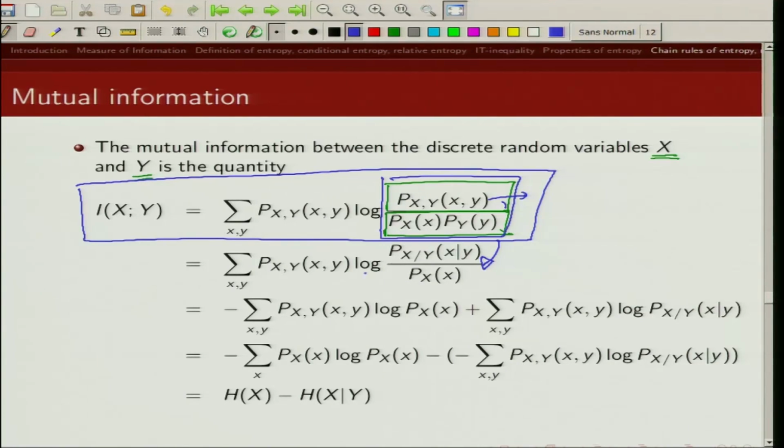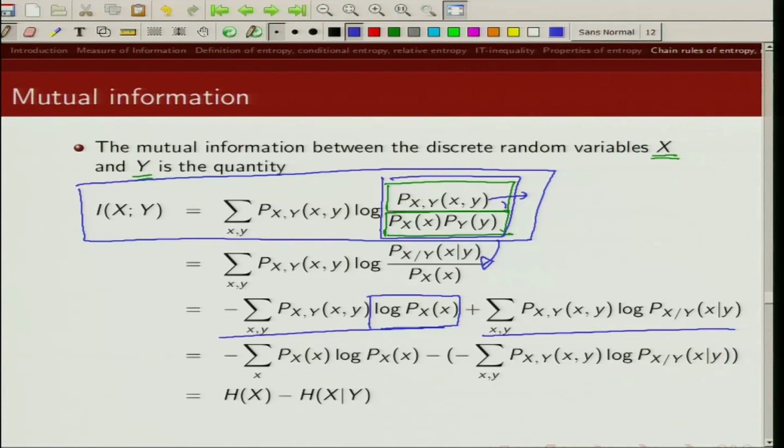Okay. Now log of a by b can be written as log of a minus log of b. So then we can write this as summation p of pxy log of 1 by px, that is this term, and then summation over pxy log of x given y, that's this term. Now what is this term? Summation, now does this term depend on y? No.